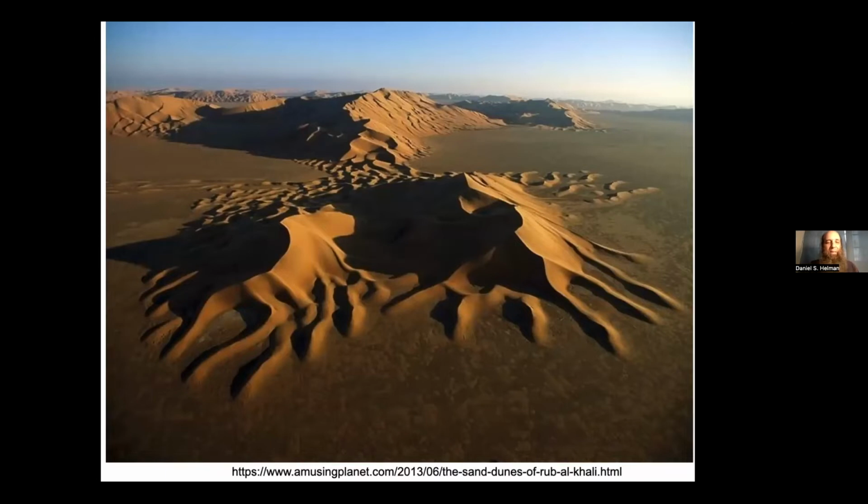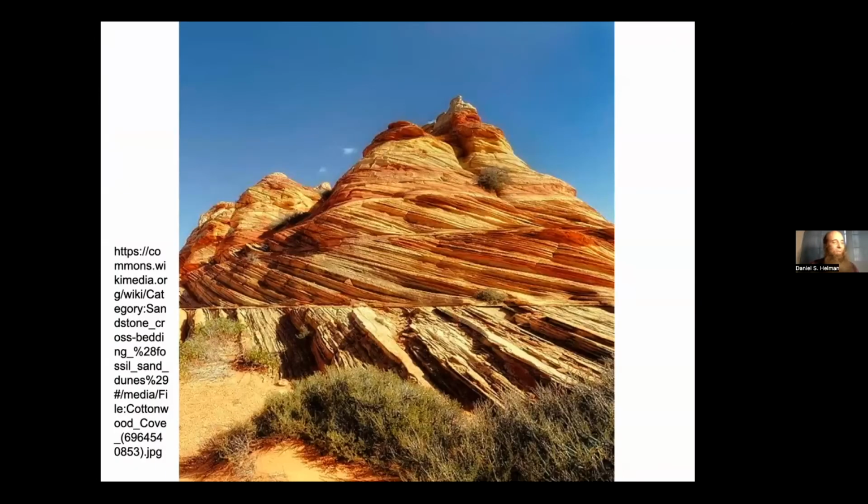Next slide, please. Here are some sand dunes. Again, you can think about the elements of the system.